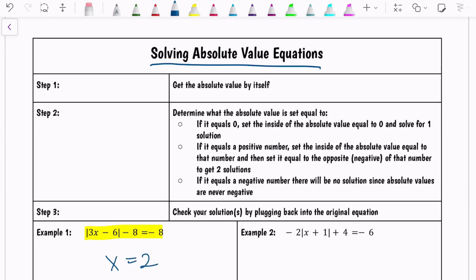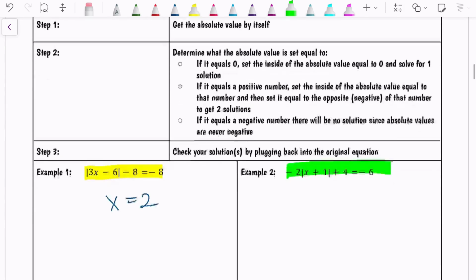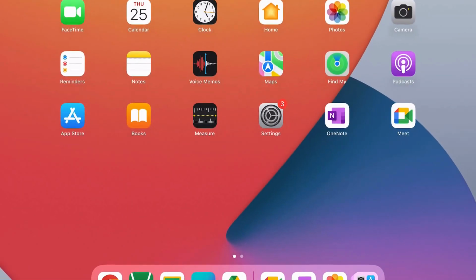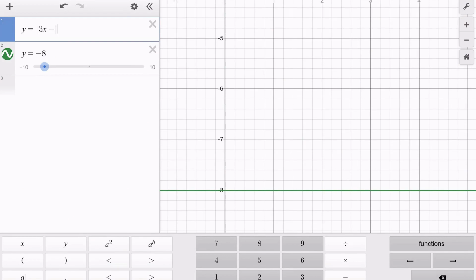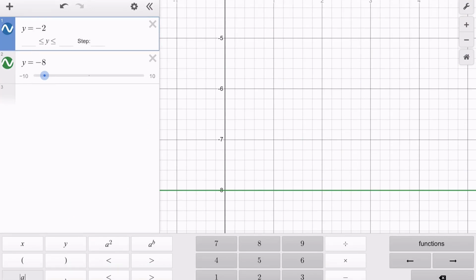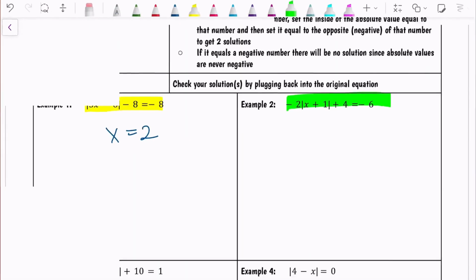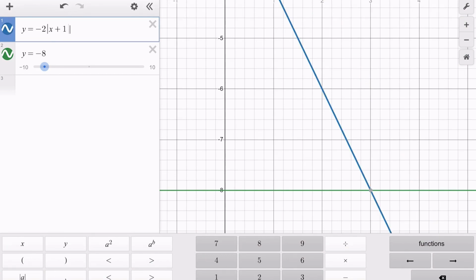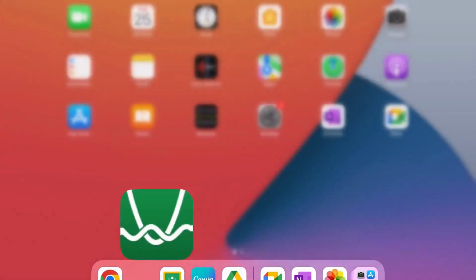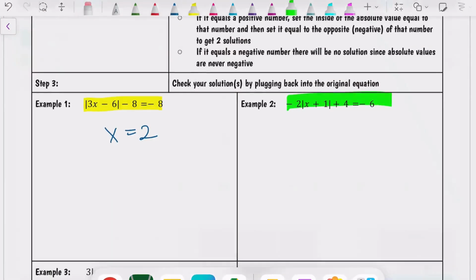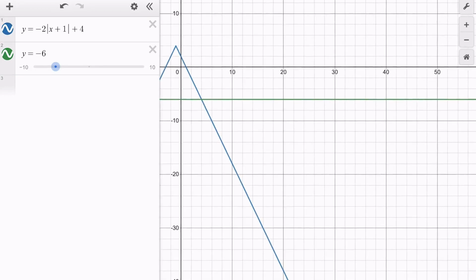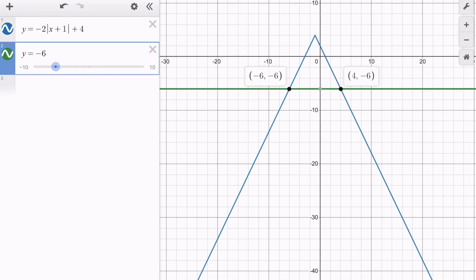All right, the next one, I'm going to type this highlighted equation into Desmos. I'm going to go over a few different situations that can happen. So we found one that had one solution. Let's type this one in. So I have y is equal to negative 2 absolute value x plus 1 plus 4. And then on the outside was plus 4. And then I'm going to go grab y equals the right side, which was a negative 6. And I'm going to see where they cross. This time, it crosses in 2 places, at negative 6 and at 4. Again, we use the x value, the first number in the parentheses. So negative 6 and 4.